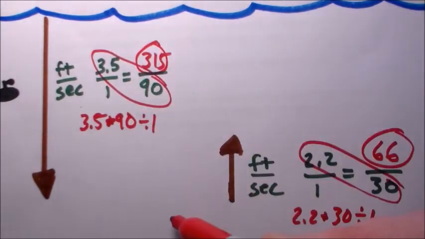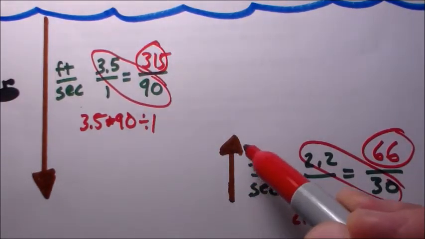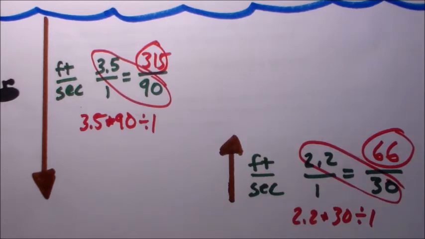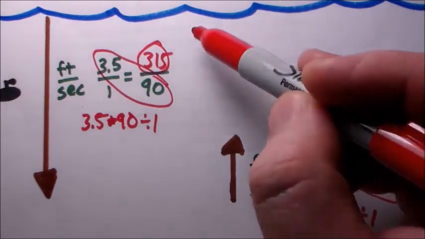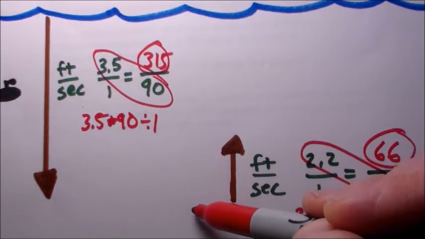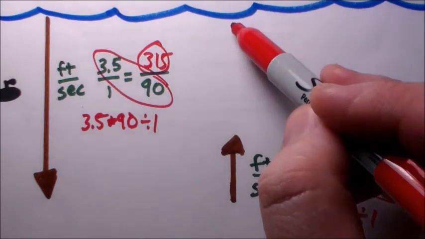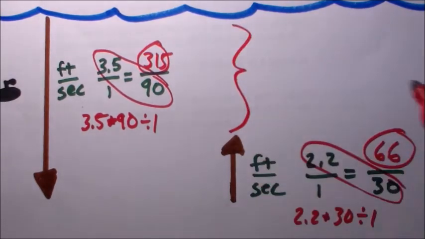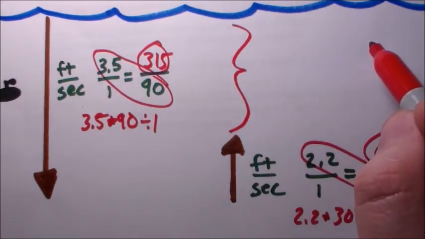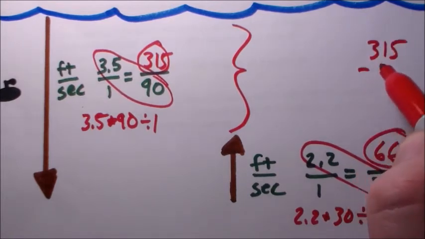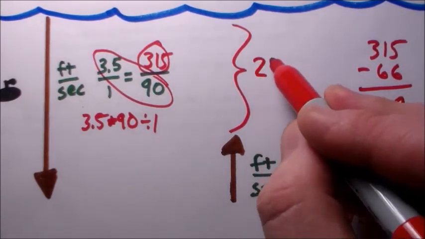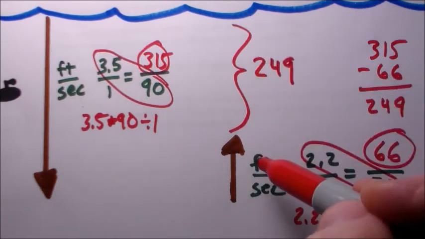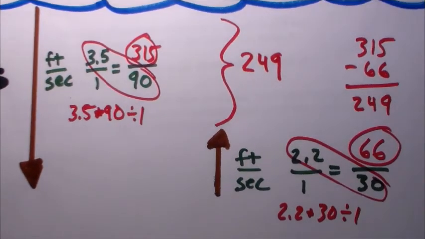So you traveled down 315 and you traveled back up 66. If you're dealing with negatives, it can get really confusing, but if you draw it out, it's as clear as day. You travel down 315, then up 66. What is this distance left to go? This distance left to go is 315 minus 66, or 249. You have 249 left to go to get back to sea level.